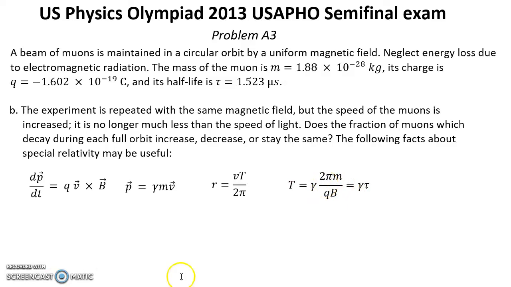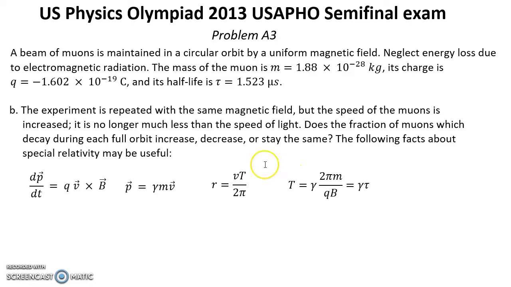But in the frame of reference of the muons, which move with a very high speed v, we have time dilation with a factor gamma. It means that the half-life will increase by this factor, and again this time will be the period of rotation. So this time will be half a period in the frame of reference of these muons.